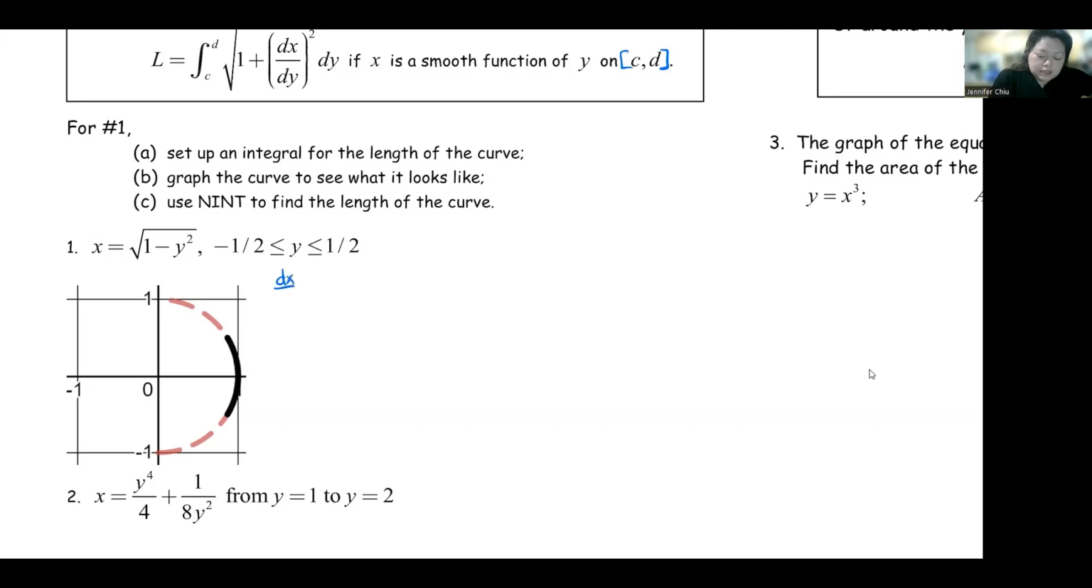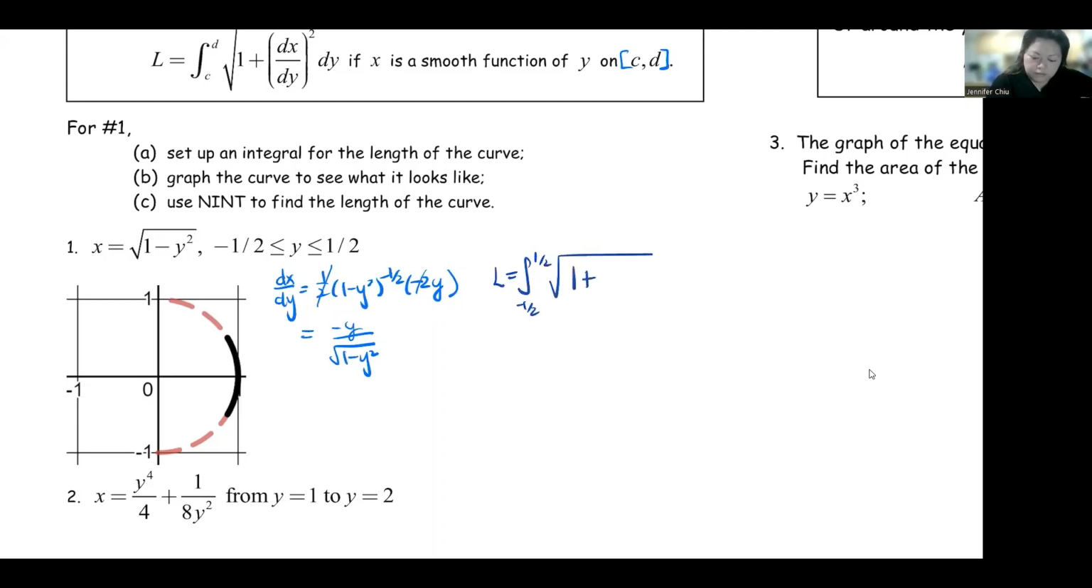So your dx/dy is equal to 1/2 times (1 minus y squared) to the negative 1/2 times negative 2y, right? So clean up a bit. You have negative y over the root of 1 minus y squared as my derivative. Okay, for arc length, the length is equal to the integral from negative 1/2 to 1/2 of the square root of 1 plus my derivative, so negative y over the root of 1 minus y squared, the whole thing squared, dy.